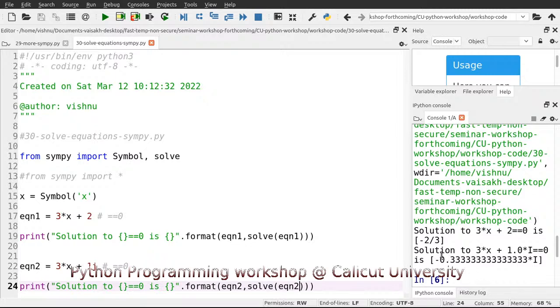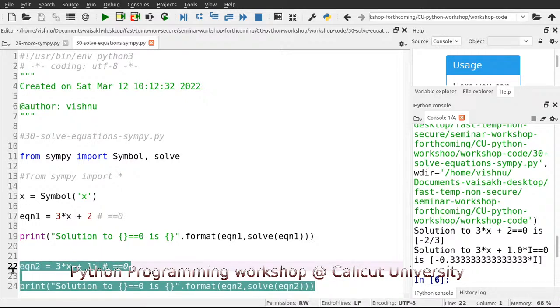Here it is 2 by 3, here it is i by 3. This is correct. So a complex number equation can also be solved.